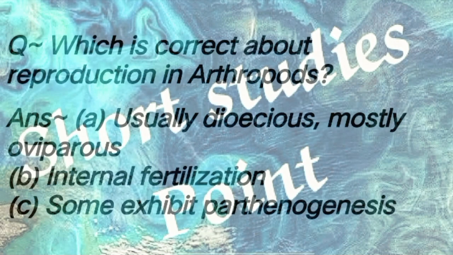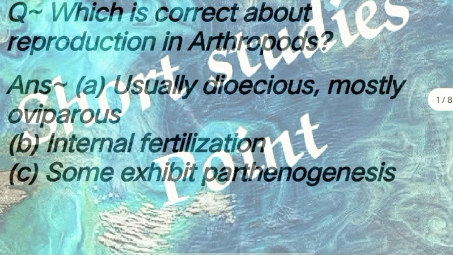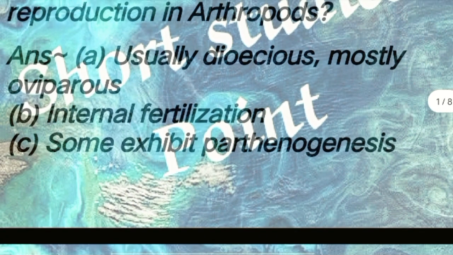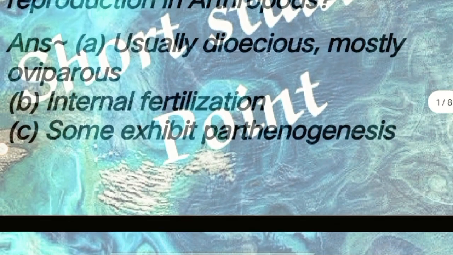Question: which is correct about reproduction in arthropods? Answer: A. Usually diecious, mostly oviparous. B. Internal fertilization. C. Some exhibit parthenogenesis.